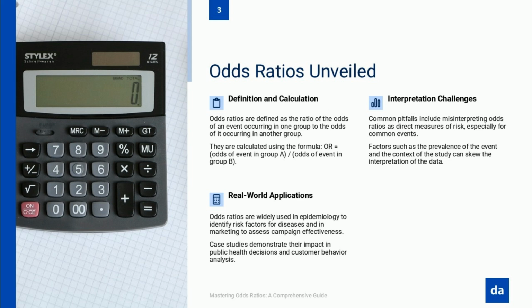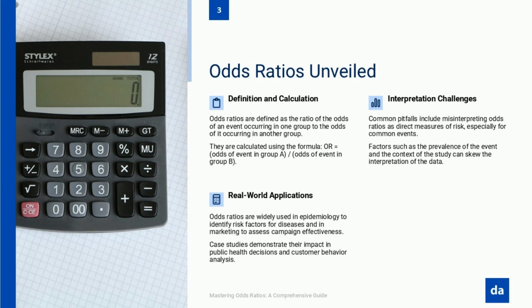Suppose we're analyzing the effectiveness of a new marketing campaign. We have two groups, customers who were exposed to the campaign, Group A, and those who weren't, Group B. In Group A, 300 out of 1,000 customers made a purchase, while in Group B, 200 out of 1,000 customers made a purchase. Let's calculate the odds ratio.